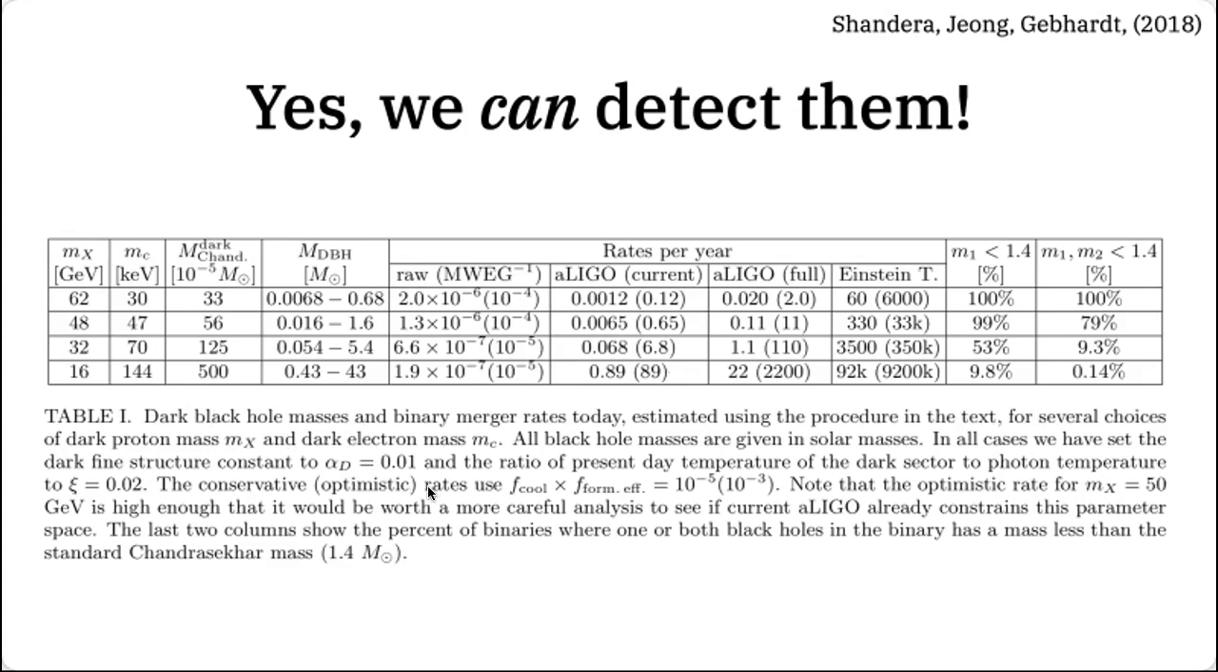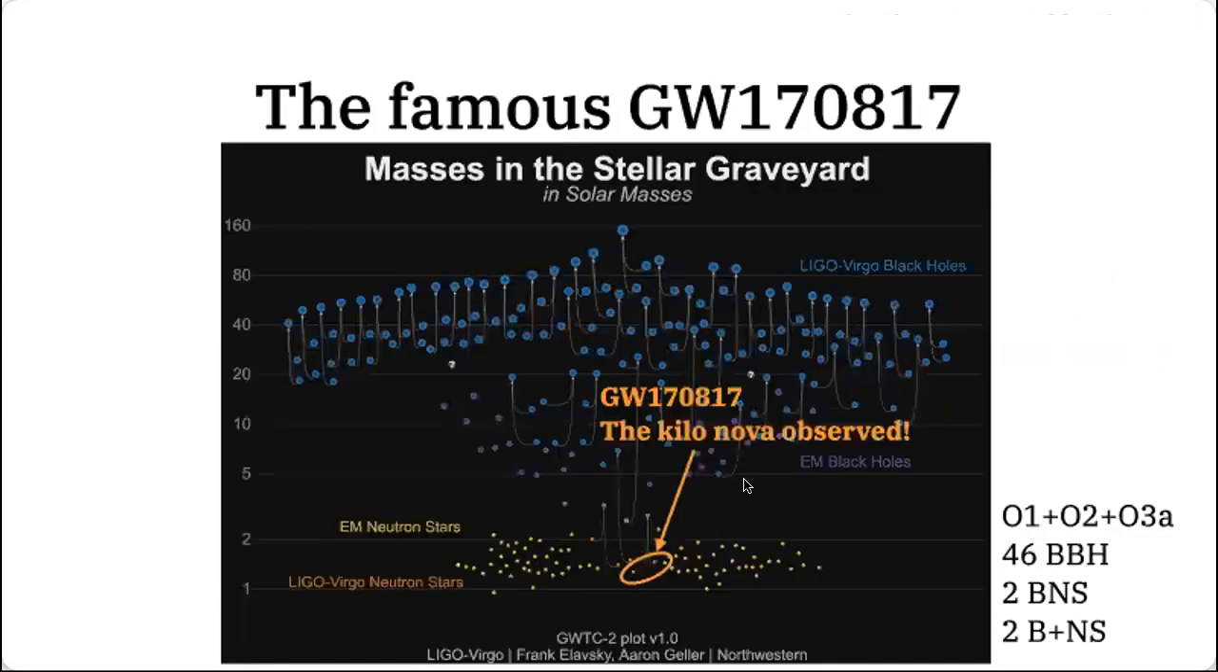Okay, so that's the prediction. And then we look at the data set and see if there's anything we can do with the current data. There are two noticeable small black hole pairs. One is GW170817, that's the famous kilonova one, so we cannot do anything about it.